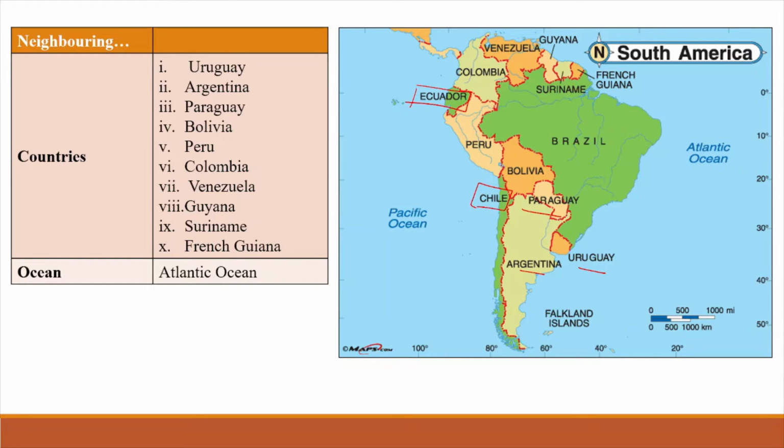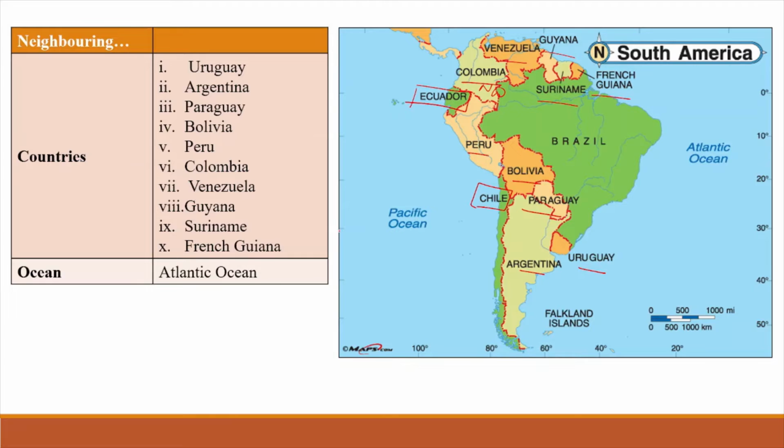Paraguay is one of the neighboring countries. Then we have Bolivia over here on the west and Peru. On the northwest, we have Colombia and Venezuela. In the north, we have Guyana, Suriname, and French Guiana. Alright, so these are the 10 neighboring countries of Brazil. If you see, Brazil is the largest country in this continent of South America.